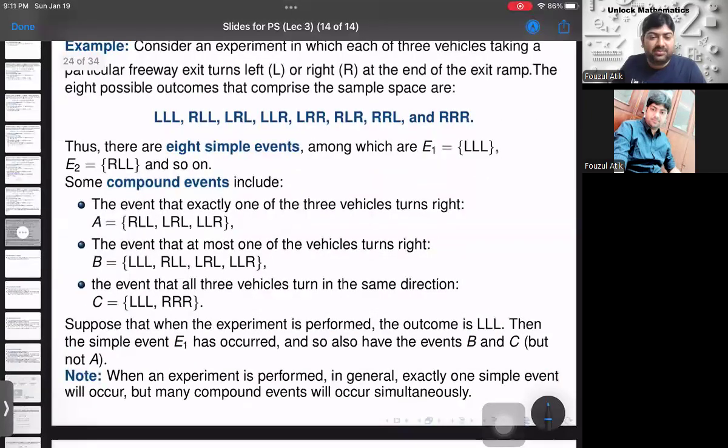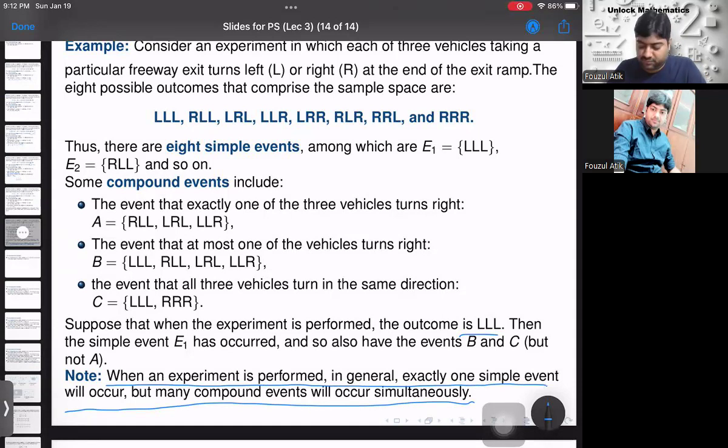So we can note that when an experiment is performed, in general, exactly one simple event will occur, but many compound events will occur simultaneously. So from this example, we can make this statement: when an experiment is performed, in general, exactly one simple event will occur, but many compound events will occur simultaneously. I hope it is clear.